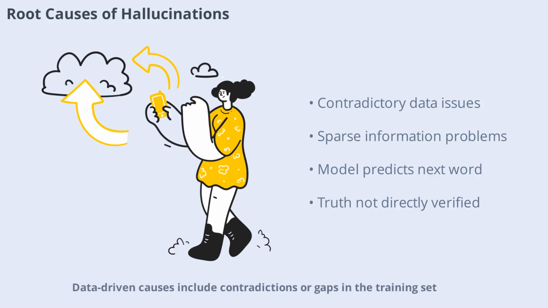Digging deeper, hallucinations in LLMs have both data-driven and mathematical roots. Data-driven causes include contradictions or gaps in the training set, where the model learns from inconsistent or incomplete information. Mathematically, the model is trained to minimize prediction errors, not to check facts. If a true statement is statistically rare, the model might favor a more common but incorrect sequence. This highlights the importance of high-quality, well-curated training data and advanced validation techniques to reduce these errors.